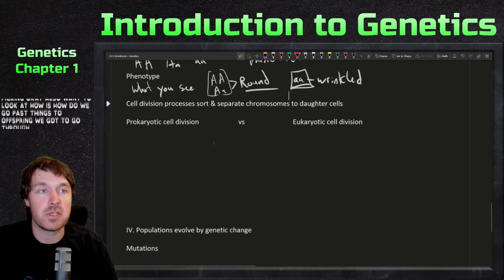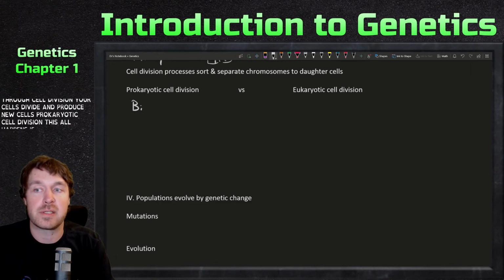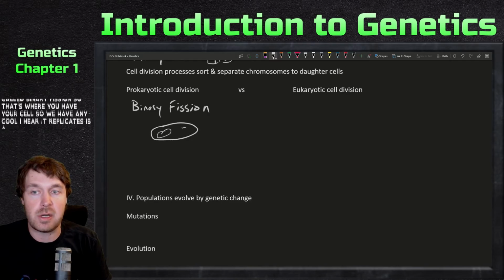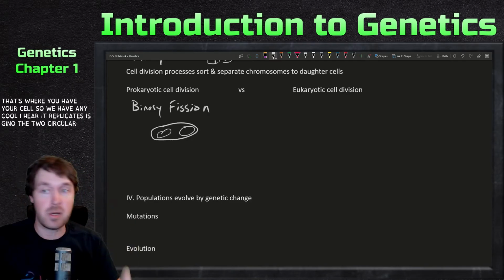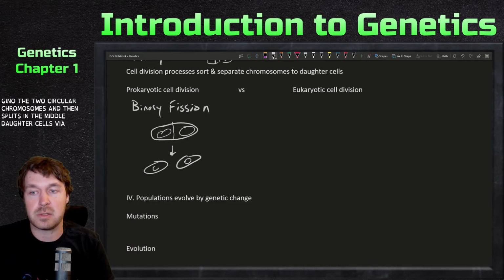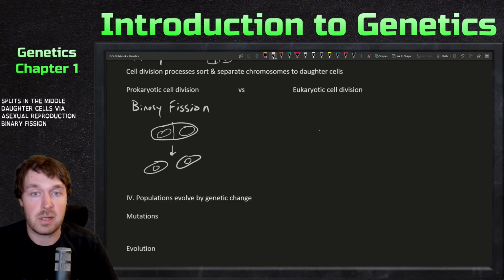Okay, now also want to look at, so how do we pass things to offspring? We got to go through cell division. Your cells divide and produce new cells. Prokaryotic cell division, this all happens via a process called binary fission. So that's where you have your cell, so we have an E. coli here. It replicates its genome, the 2 circular chromosomes. It then splits in the middle and then produces 2 daughter cells via asexual reproduction. So binary fission, that's how most bacteria replicate.